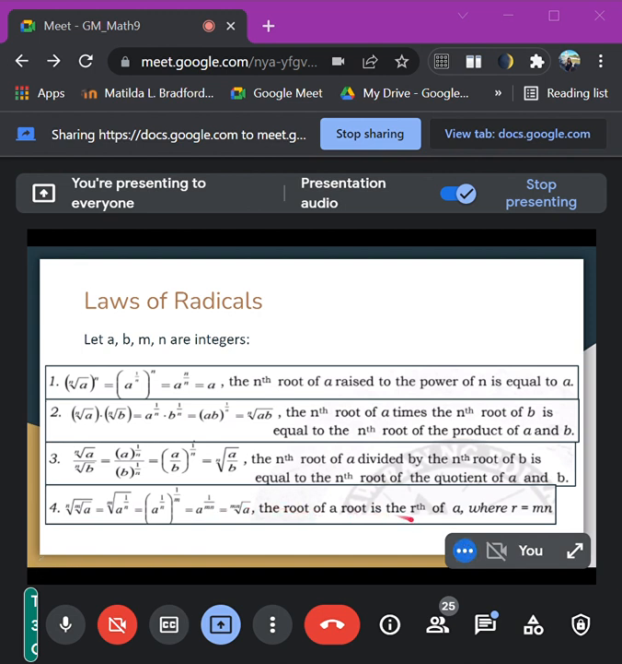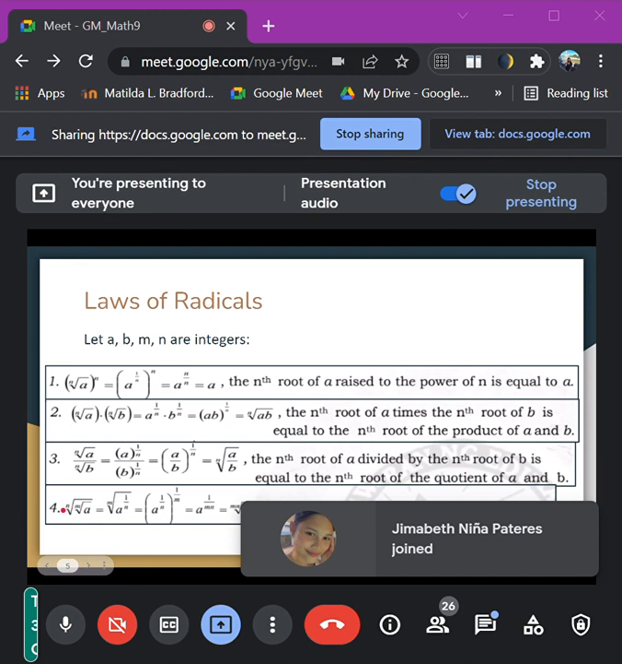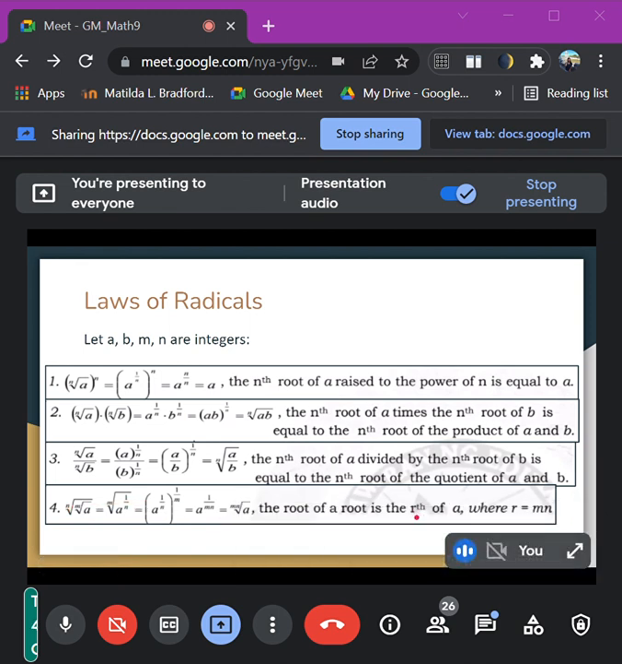So the root of A root is the root of A where R is equals to N. So it simply means that imong gi-multiply both imuhang index diha. So you have there n times m. Okay, and then gi-write lang siya as r as a result. So that is for the laws of our radicals.